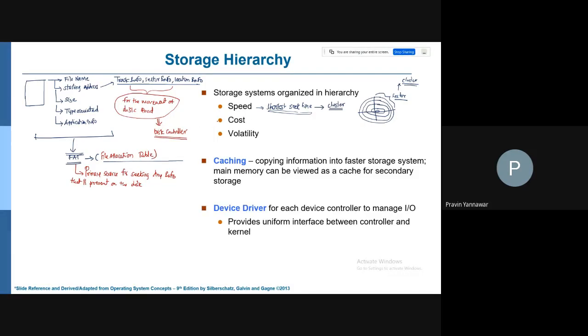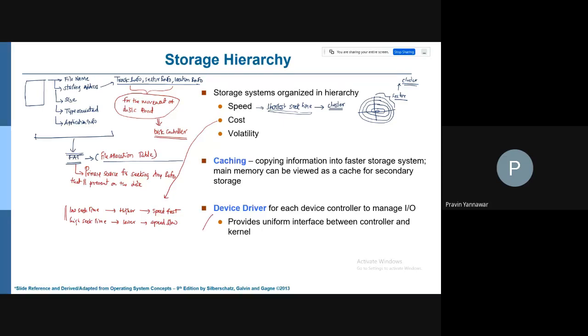If you look at this cost parameter: low seek time, cost is higher, and speed is fast. High seek time, cost is lower, and speed is slow. This is the criteria. Now here the device drivers play an important role.